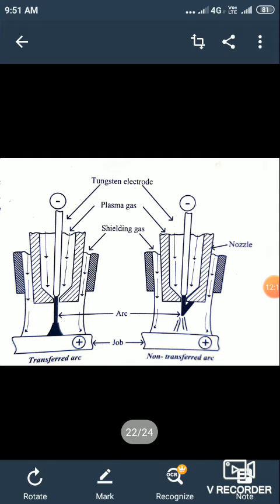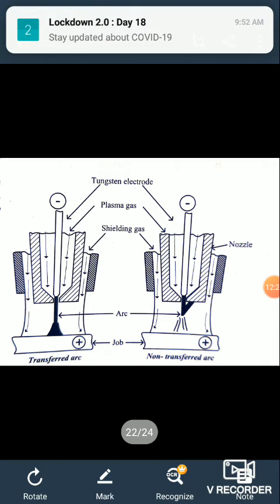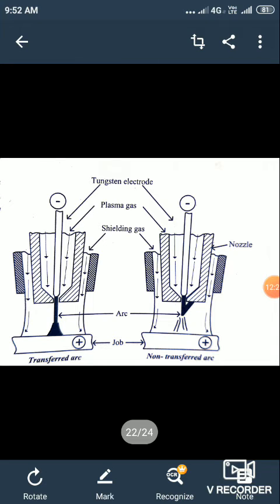So in non-transferred arc process, the arc is formed between water-cooled constricting nozzle which is positive and electrode that is negative. It possesses comparatively less energy. It is initiated by a high frequency unit. It is used for welding application and metal plating. Okay. Next, what are all the advantages, disadvantages, and applications of the plasma arc welding?